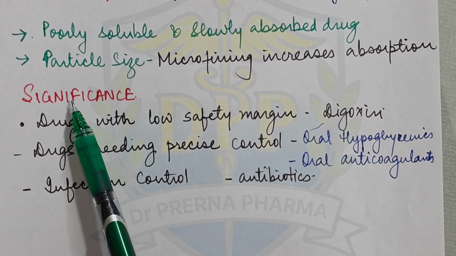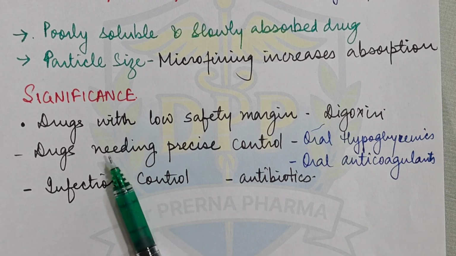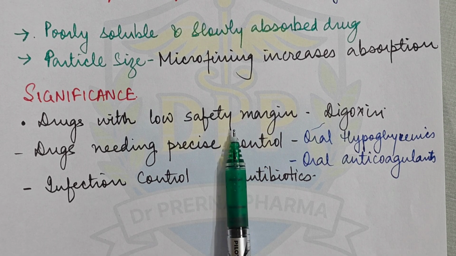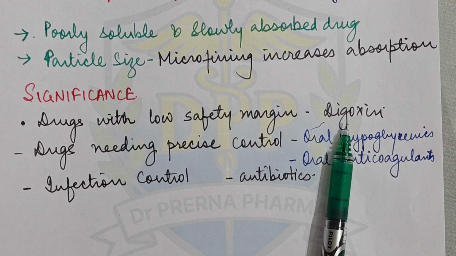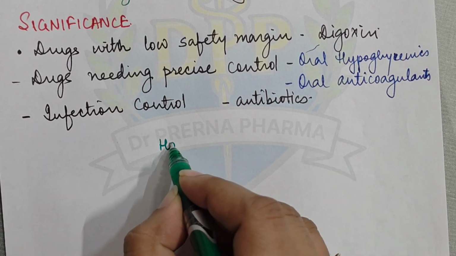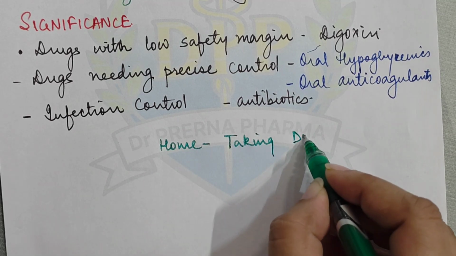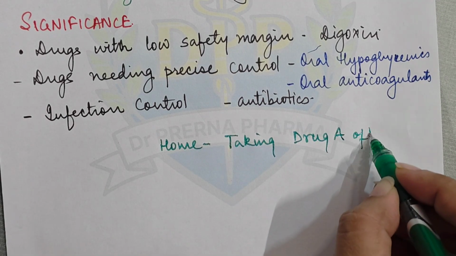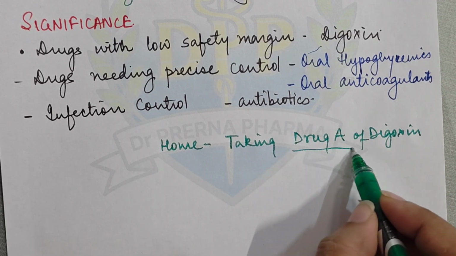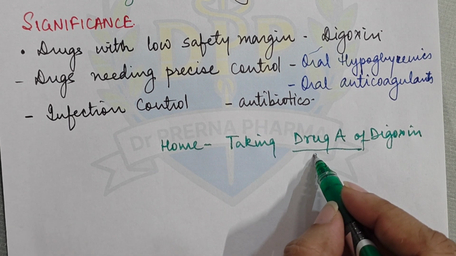Now, why do we study this? Why हमें क्यों पढ़ना है ये? Significance क्या है? It is significant because drugs which have low safety margins are important, like digoxin. This is a heart-saving drug. Now, suppose in a home, a patient is taking drug A of digoxin, or any other antihypertensive drug, and this drug gets over or finished, मतलब इनकी दवाई खत्म हो गई.